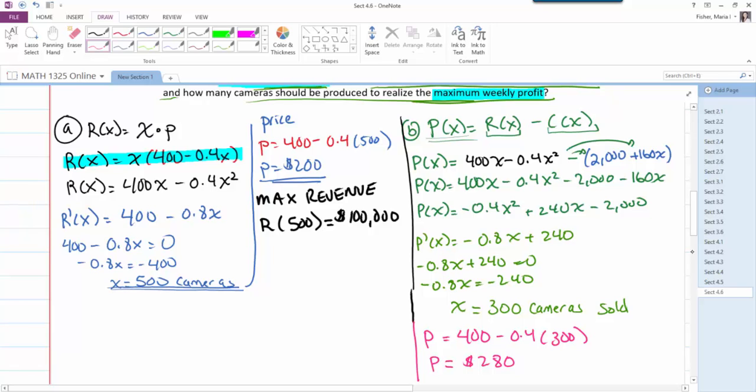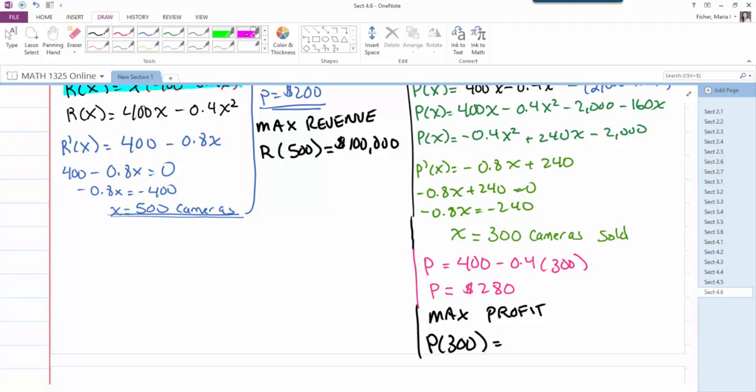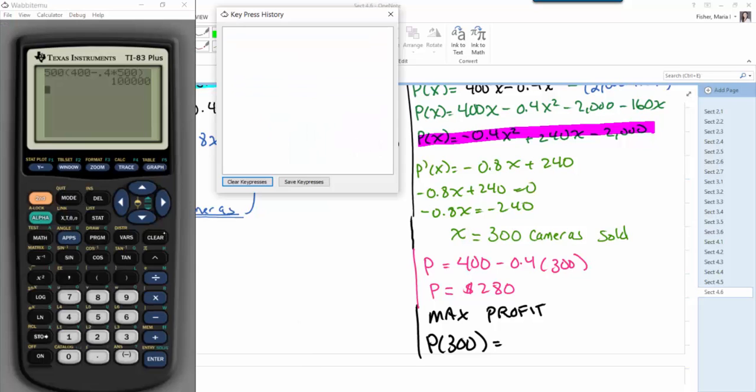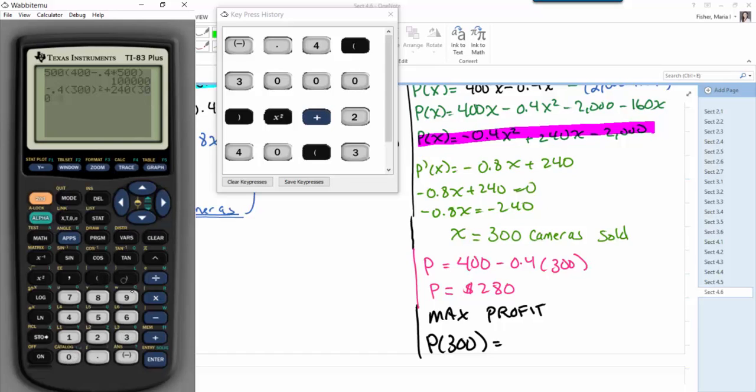And then it asked us, what is that maximum profit? Well, that maximum profit is going to be whatever P of 300 is. So if we plug 300 in place of the x in my profit function, and we can do that on a calculator, we'd end up with negative 0.4 times 300 squared plus 240 times 300 minus 2,000.